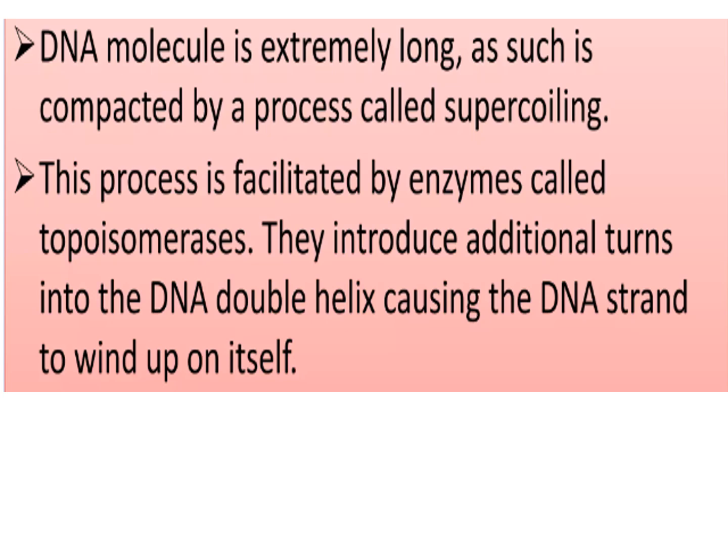So how is the prokaryotic DNA organized inside the cell? The DNA molecule is extremely long and is compacted by a process called supercoiling. By supercoiling, the DNA is wound on itself inside the cytoplasm of the prokaryotic cell. This supercoiling is mainly done by enzymes called topoisomerases. These are the enzymes that give the supercoils, just to pack the DNA inside the cell.